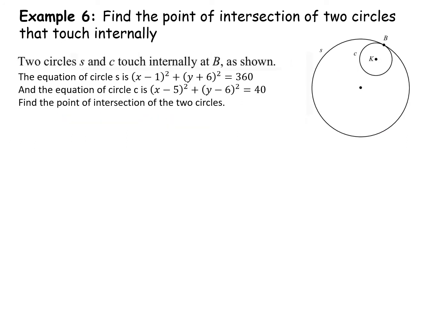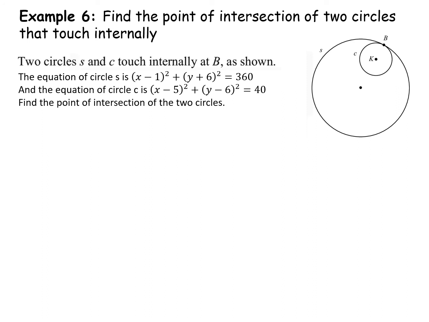So there's also a shorter way where we can find a point of intersection of two circles that touch internally. Again, the same method could have been used as before, where we find the common tangent, then find the point of intersection between the common tangent and one of the circles. That method will work absolutely fine, but this is just a little bit shorter.